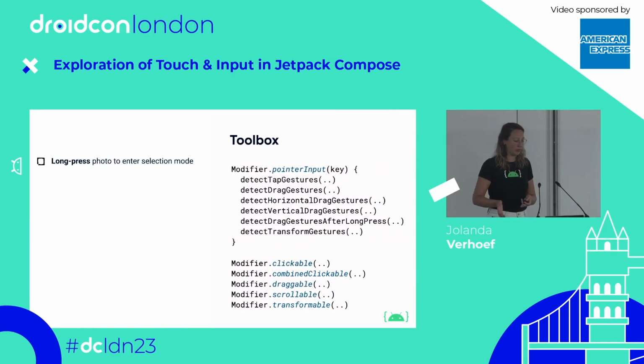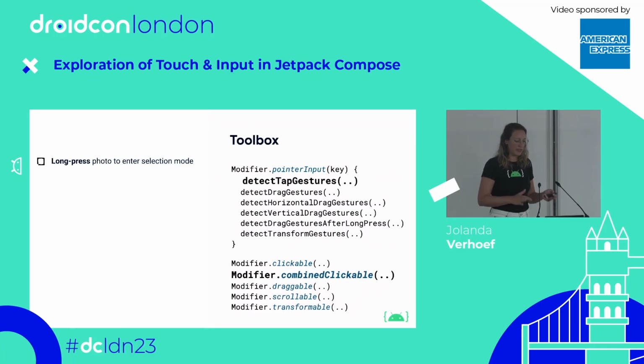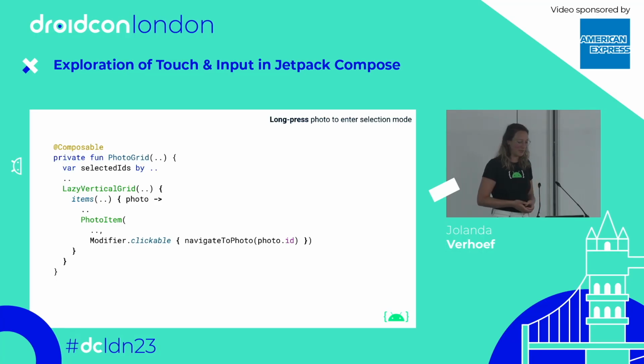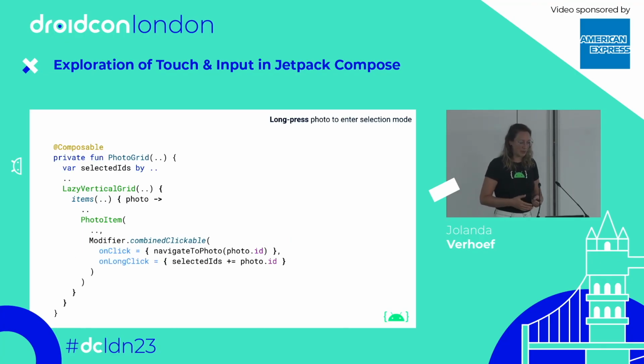So let's go to our toolbox and see which handlers would fit that requirement. We can choose either detectTapGestures or combinedClickable. Remember that detectTapGestures only gives us the raw gesture handling, and combinedClickable actually includes extras such as accessibility and focus support. This sounds great for our use case, so let's use combinedClickable. We go back to our photo grid composable, and we already had that clickable modifier from before, so we want to change that one to combinedClickable.